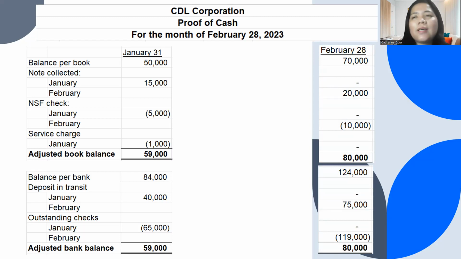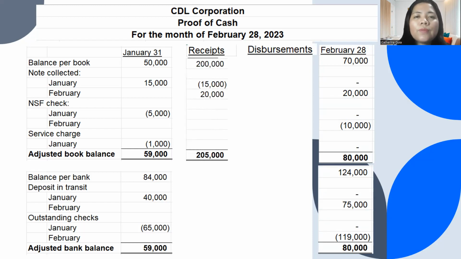You know how to prepare the usual bank reconciliation. The challenge is the receipts column and the disbursements column. In the receipts column, you have to identify which of the book reconciling items should be put in this receipts column. So it's very clear that we will include the note collected or the credit memo.